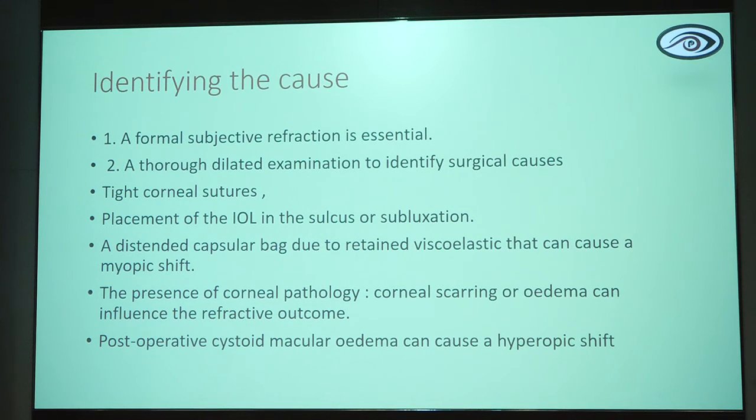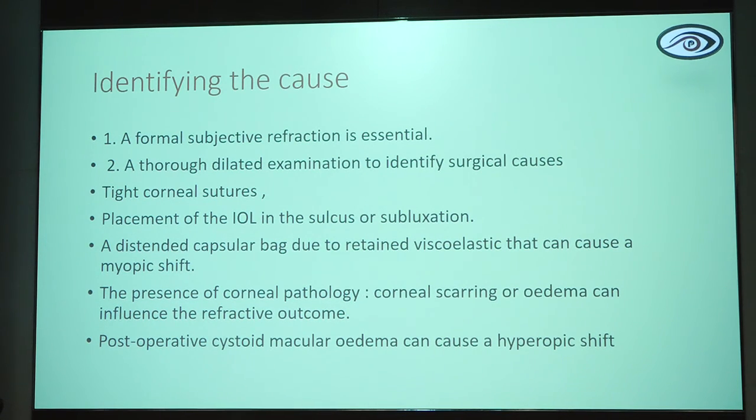Sometimes a distended capsular bag might be due to retained viscoelastic behind the IOL. That is also very important. Then always look for any corneal pathology that you might have missed, such as corneal scarring, or whether the post-op patient has corneal edema. Especially in a patient with a distended bag with visco behind, it normally gives a myopic shift, so you have to have a very good slit lamp examination afterwards.